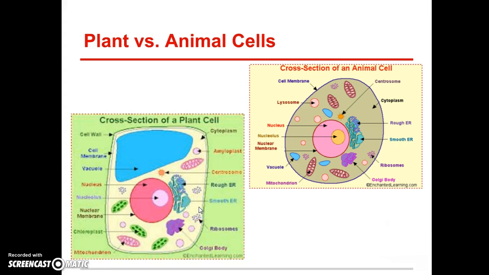They both have a cell membrane. They both have endoplasmic reticulum and a nucleus. They both have a vacuole. They both have lysosomes. They both have ribosomes. They both have mitochondria. They both have Golgi body. But the big difference is the cell wall here. Plant has a chloroplast. Plant has a bigger vacuole. Plant does not have centrioles.